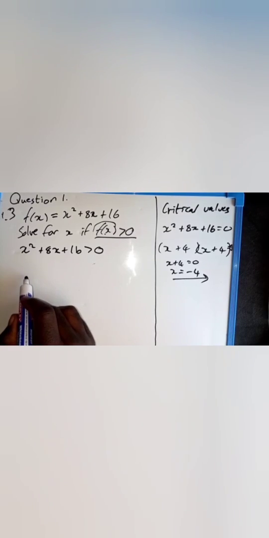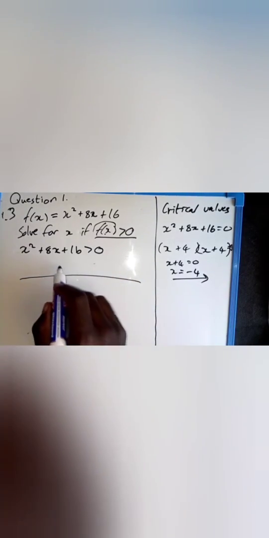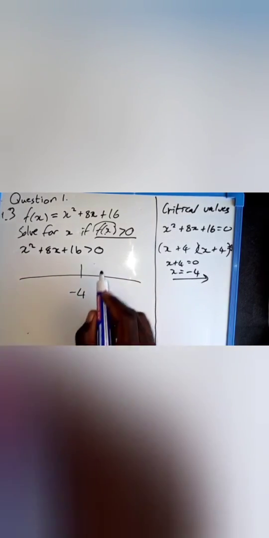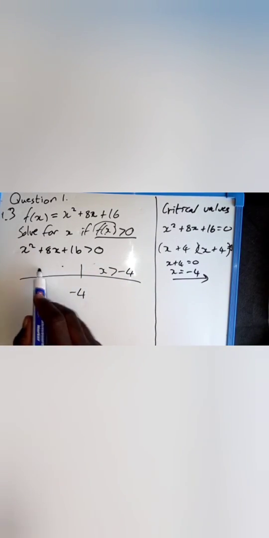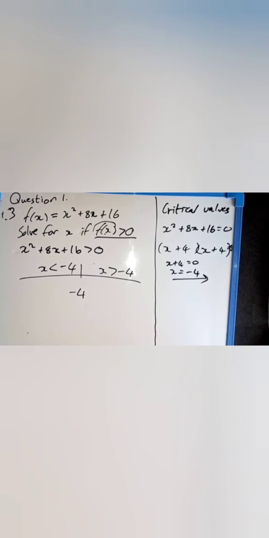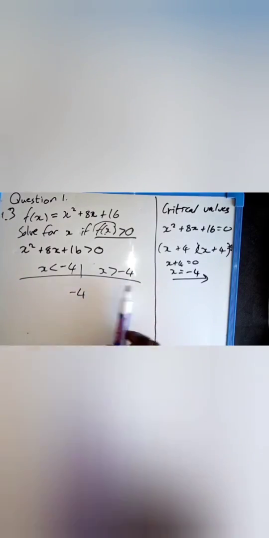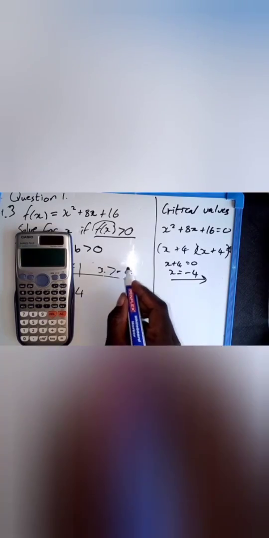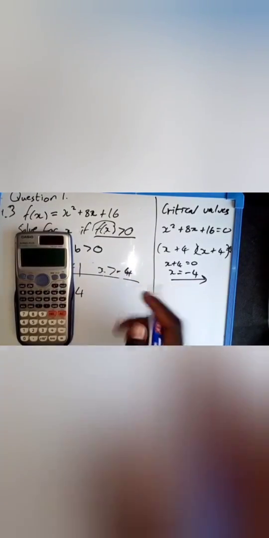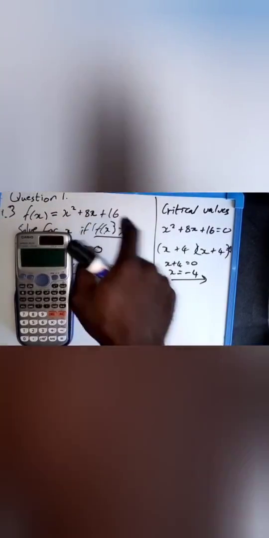So now you'll draw your table, and then minus 4 is here, x is greater than minus 4, and then x is smaller than negative 4. Now what you'll do is take any value this side and any value this side and substitute it into your calculator. For this side I'm going to choose 5. So substitute 5 into my original equation.